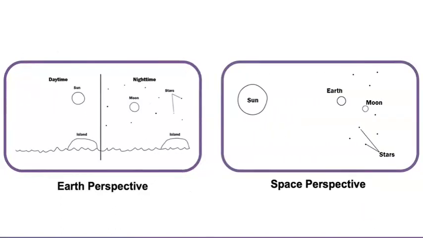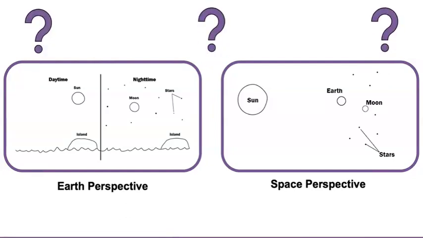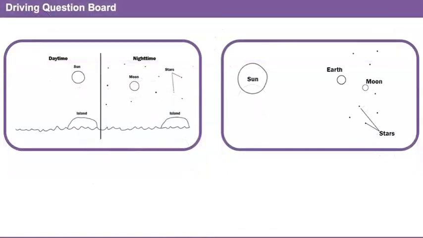As I look at these 2 models, I have a lot of questions. Do you? Your task last night was to write 3 questions you have about the Sun, the Moon, and stars. Today, we will use our questions to build a driving question board. Our driving question board will organize our thoughts and help us make more sense of the Earth, Sun, Moon, star system. As you look at our 2 models, what do you wonder?